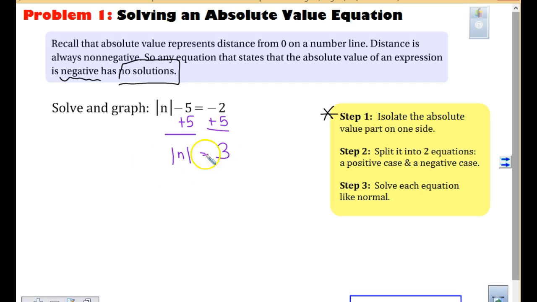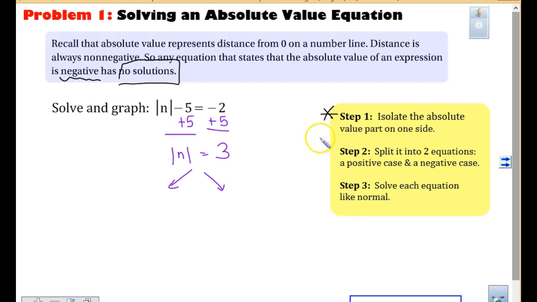So the absolute value of n is 3. It says split the equation into a positive case and a negative case. Now this one is pretty easy because the only thing inside our absolute value is n. But really soon, you get something like 2n plus 5 inside that absolute value sign, or something like 5x minus 2 inside there. And then it gets more complicated and people make a few more mistakes.